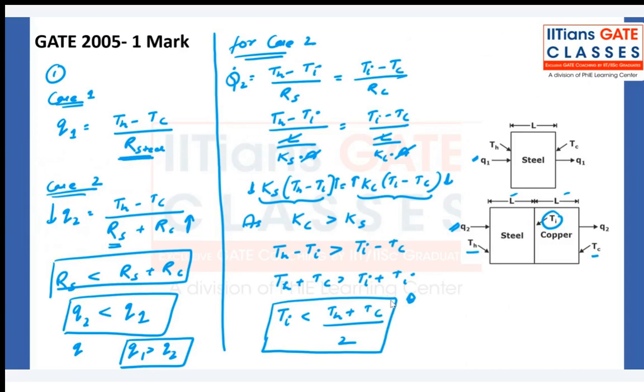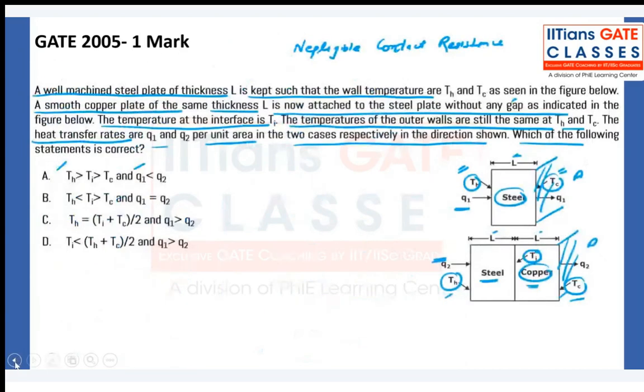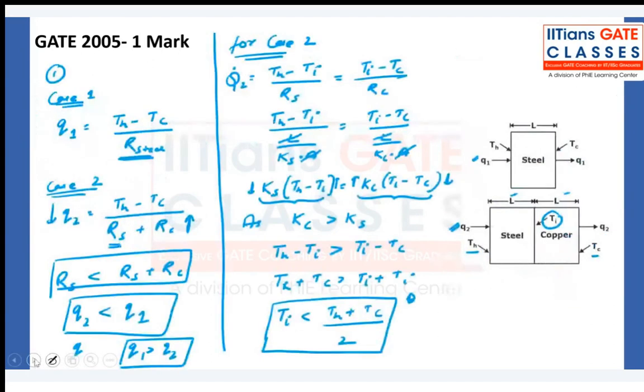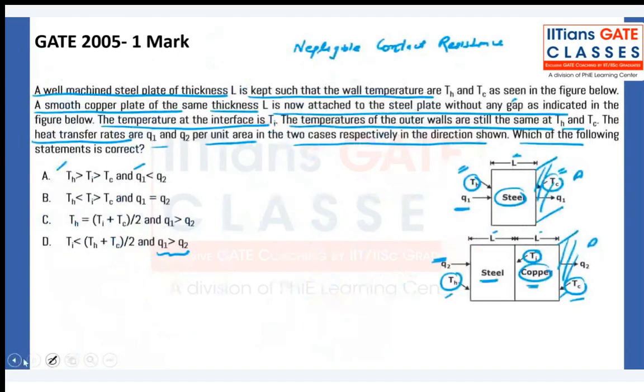So what is the right answer? Q1 is greater than Q2, and Ti is less than (TH plus Tc) by 2. So D is the right answer. Sorry, the right answer is D. Very nice. Chalo.